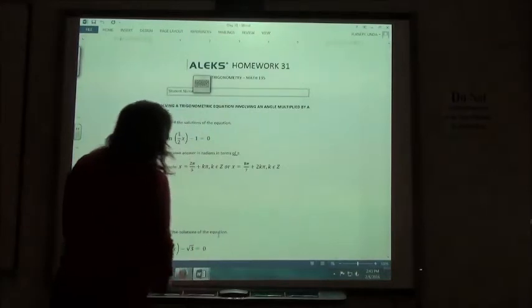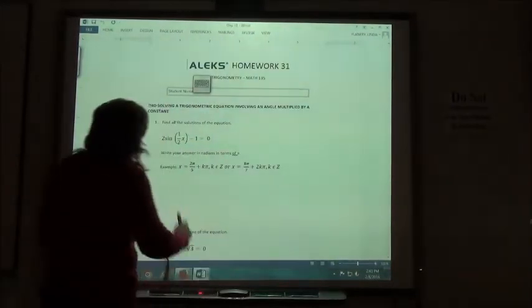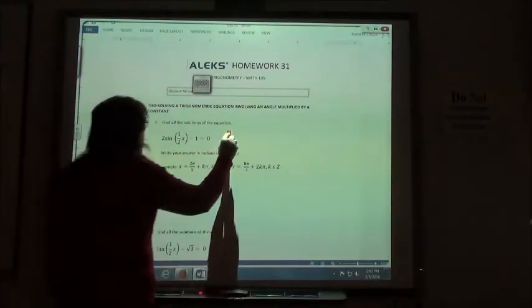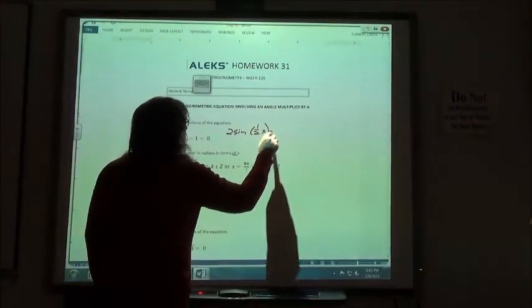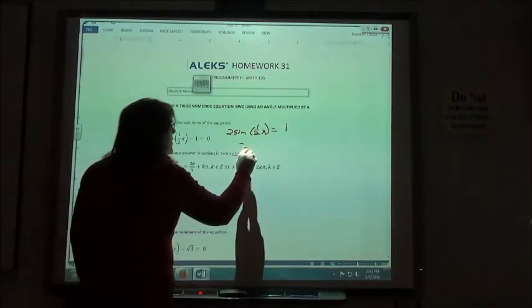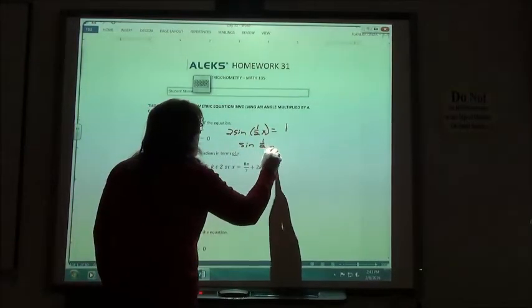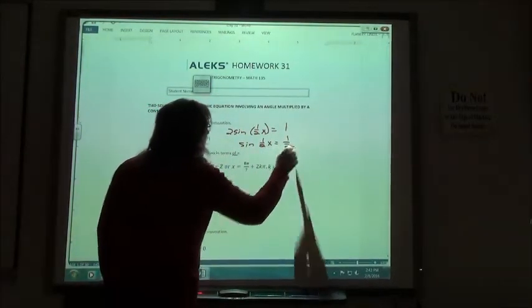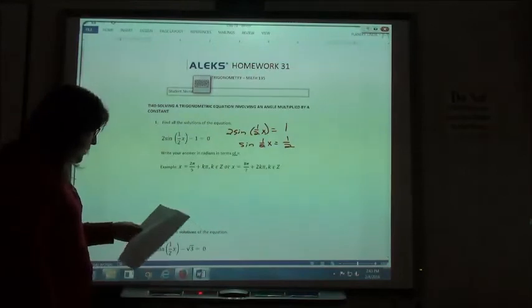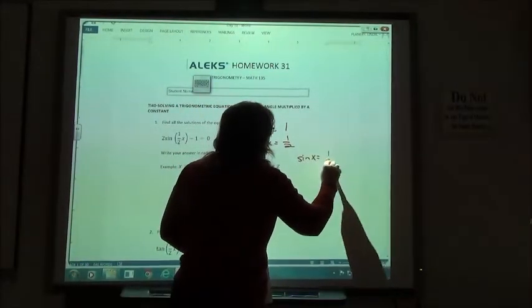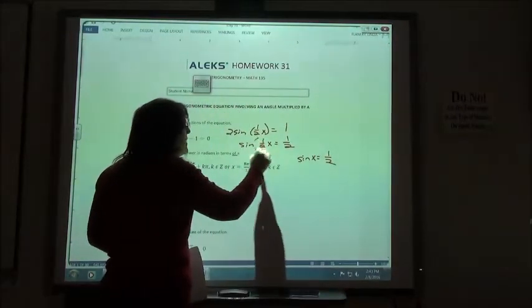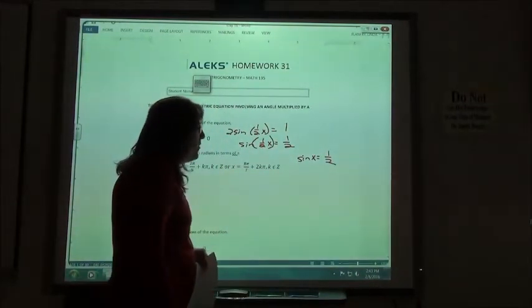So over here, what we're first of all going to do is solve this. And so I'm going to have 2 sine of 1/2 x equals a +1. So sine of 1/2 x equals 1/2. What we're going to do is look up where the sine of x equals 1/2 and then go from there and set this equal to each of our values.